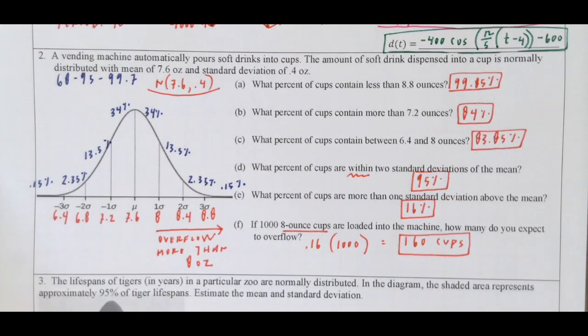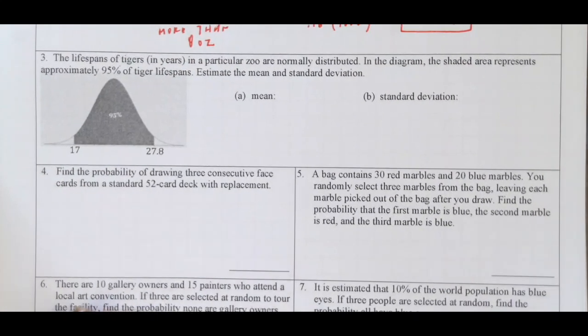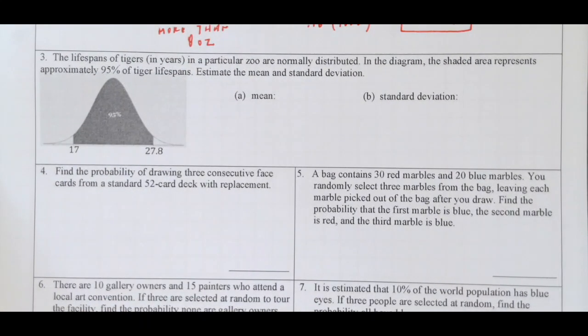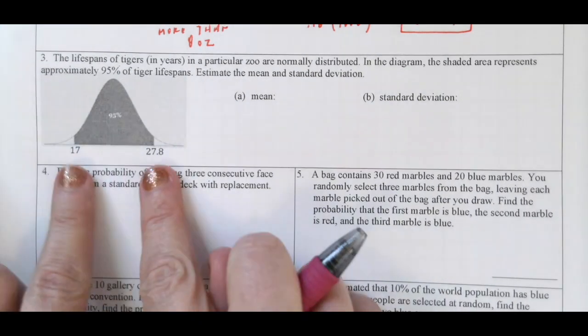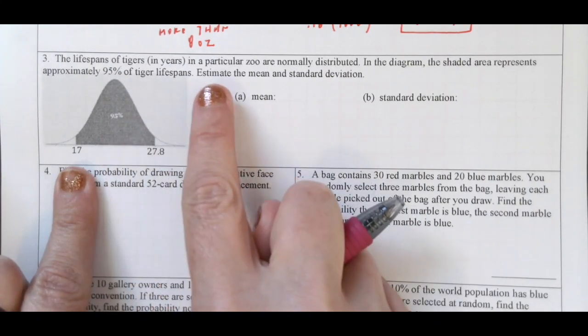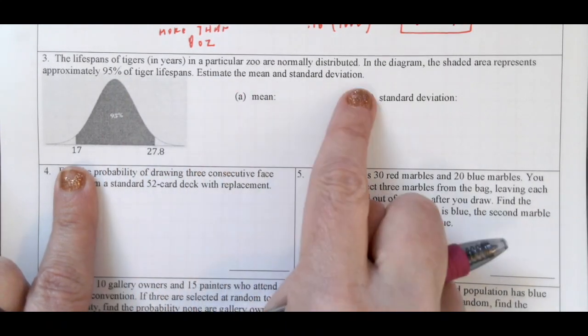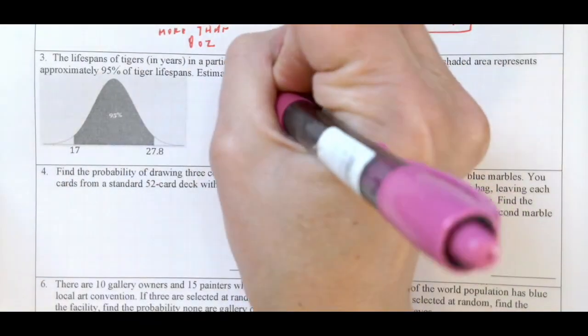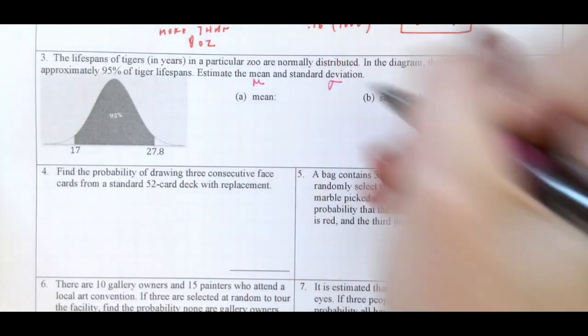All right, next up. So lifespan of tigers. The lifespan of tigers in years in a particular zoo are normally distributed. In the diagram, the shaded region represents approximately 95% of tiger lifespans. Estimate the mean and the standard deviation, right? The mean and the standard deviation.